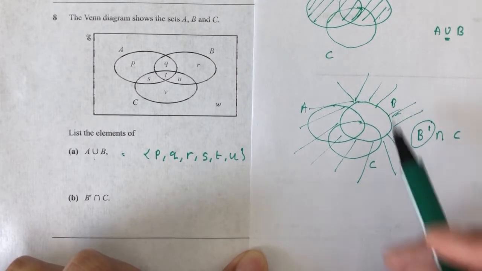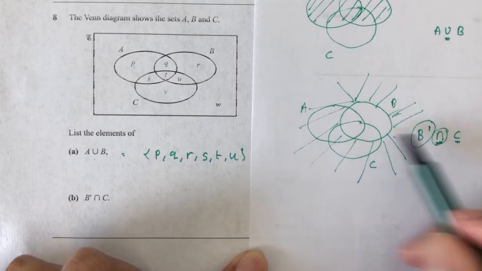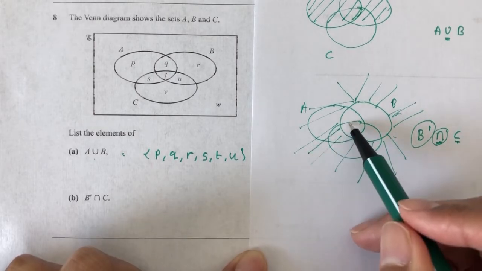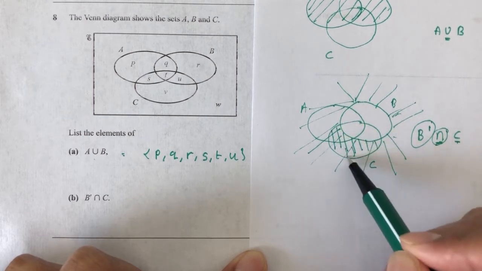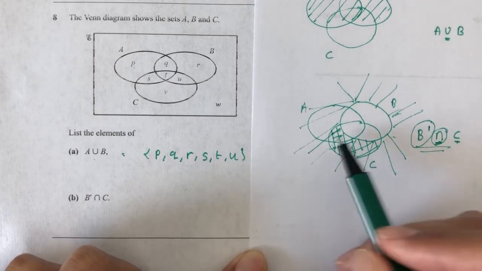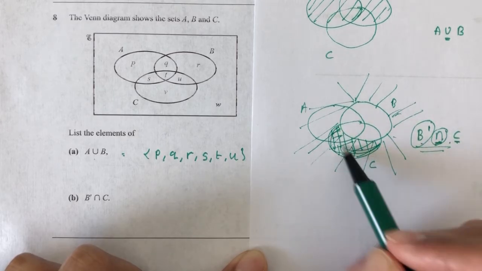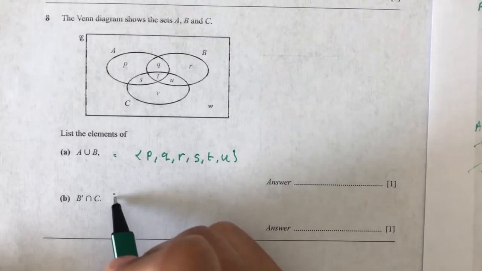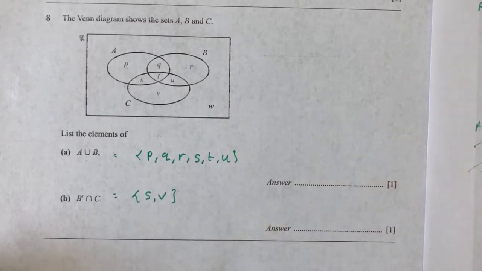Now it has to meet with C, because intersection is meeting with C. Outside of B meeting with C, what will it be? C is which set? C is this set. So outside of B, it will be this. So that is your answer for this set. So list the elements of this set found in this part of the Venn diagram. Let's go and find. So that will be the set S and V. And that is part B. And this is number 8.